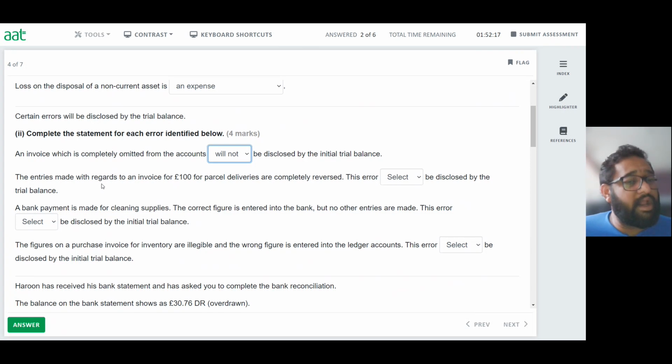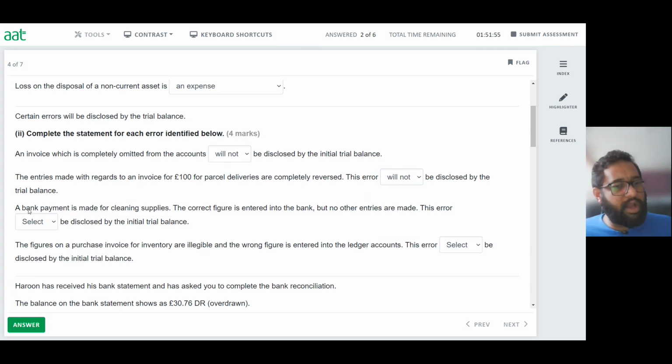The entries made in regard to an invoice for £100 for parcel delivery are completely reversed. This is the reversal of entry, because you still have 2 accounts and you still have the same amount, but they are on the wrong side of the account. It will still match in your T accounts. So this will not be disclosed by the trial balance.